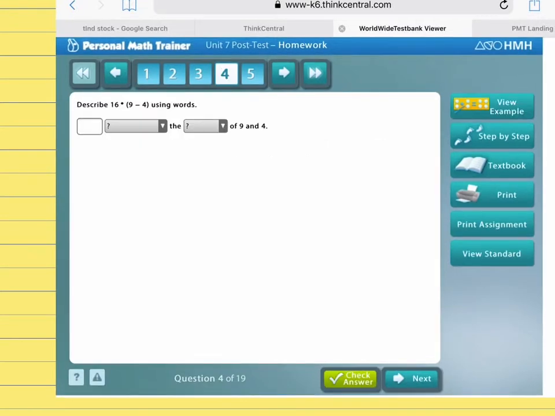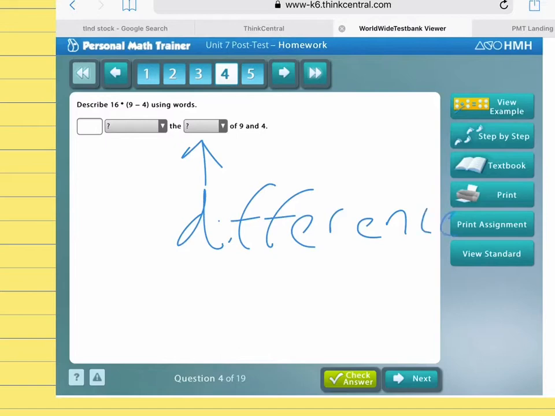Question 4, describe this using words. Well, it is 16 times the difference of 9 and 4. So, I'm going to say this is difference here. So I'm going to write difference. And there is more than one way to say these answers, so you really have to check what it says in the box.